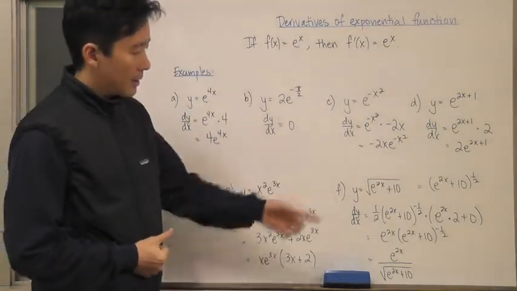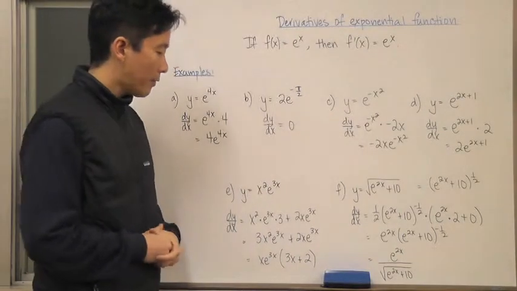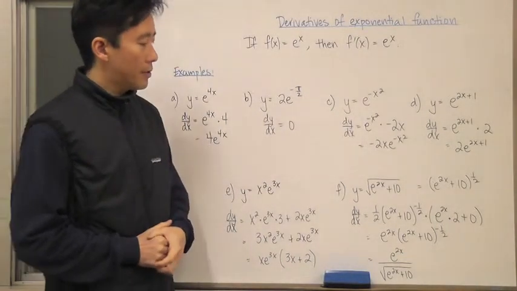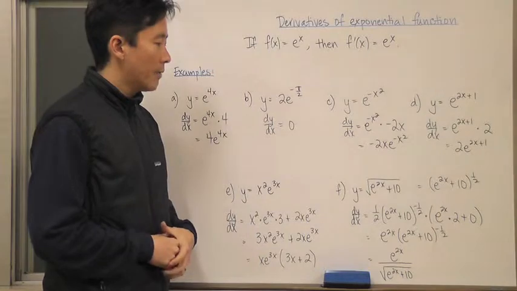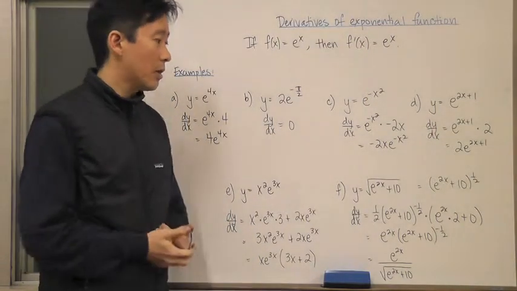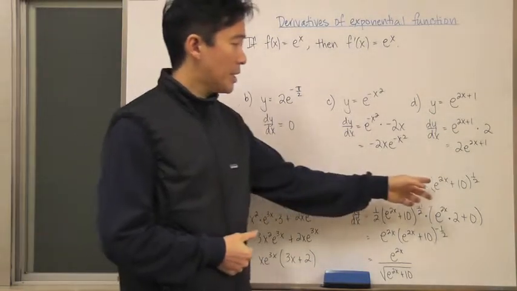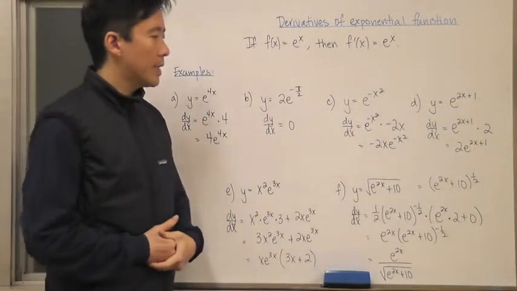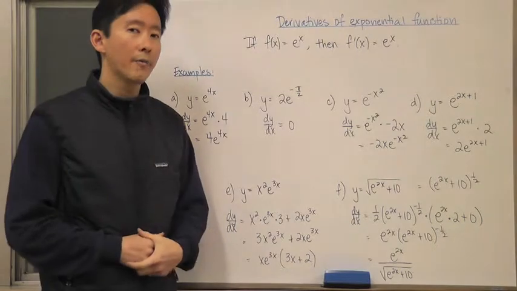Okay? Let's take a look at the last one that we have here. This is f. This one says, what if you have a function y is equal to the square root of e to the 2x plus 10? And notice that this is strictly just a chain rule. Let's go ahead and change the form of that, and that's going to be e to the 2x plus 10 raised to the 1/2 power.